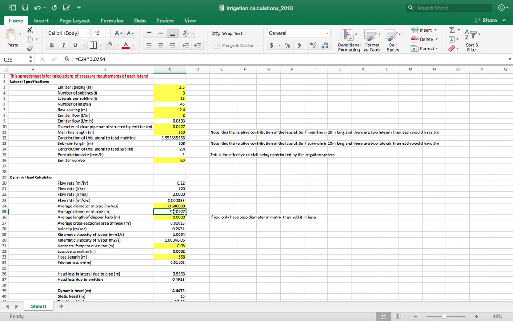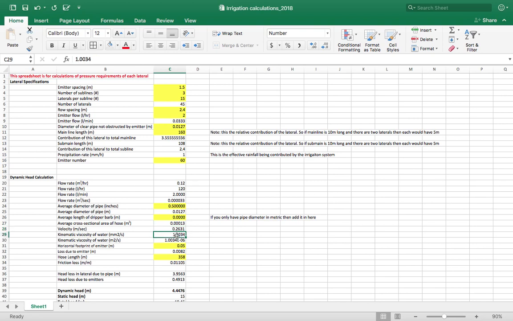If it's quoted in meters, you just need to hard enter it into there. Average length of the dripper is 0 because there's no dripper barb. And it's got cross-sectional area of the hose already calculated. This is just like in the pump one. Then we turn it into velocity. Velocity is distance over time, whereas flow rate is volume over time. So we move it to distance over time.